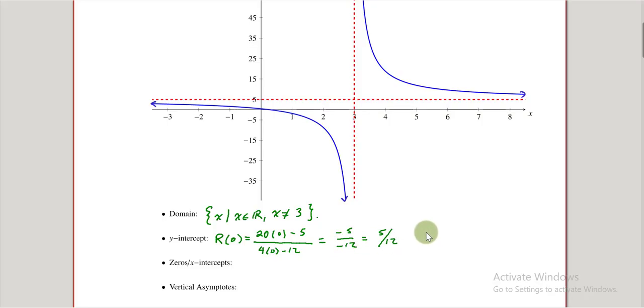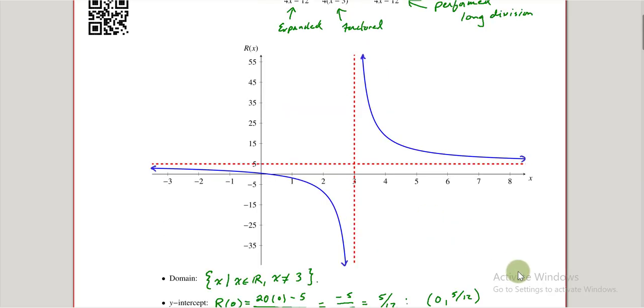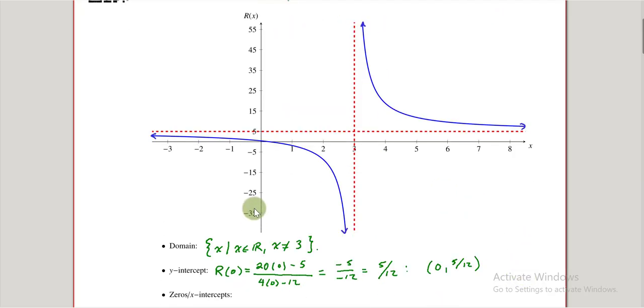So the y-intercept for this function is the ordered pair (0, 5/12). And while it's hard to show all the components of a graph, notice our scale goes quite large for the y value, we could go label that y-intercept, and it's at the ordered pair (0, 5/12).